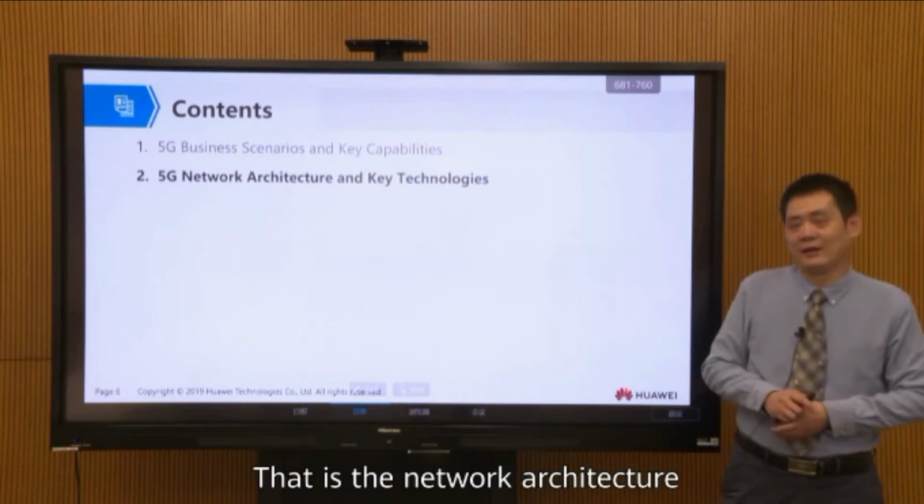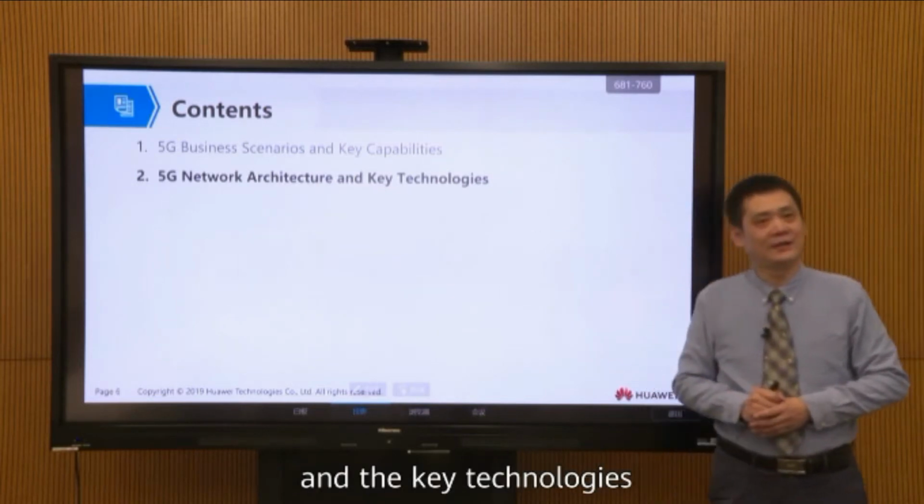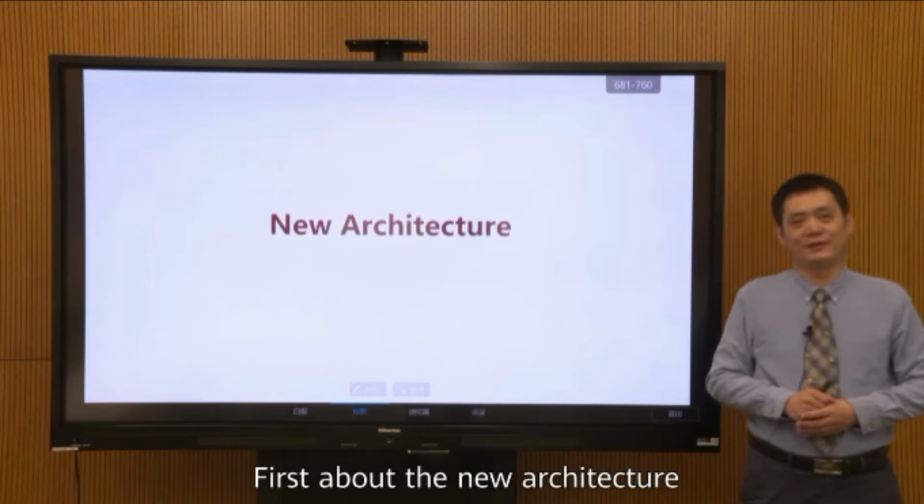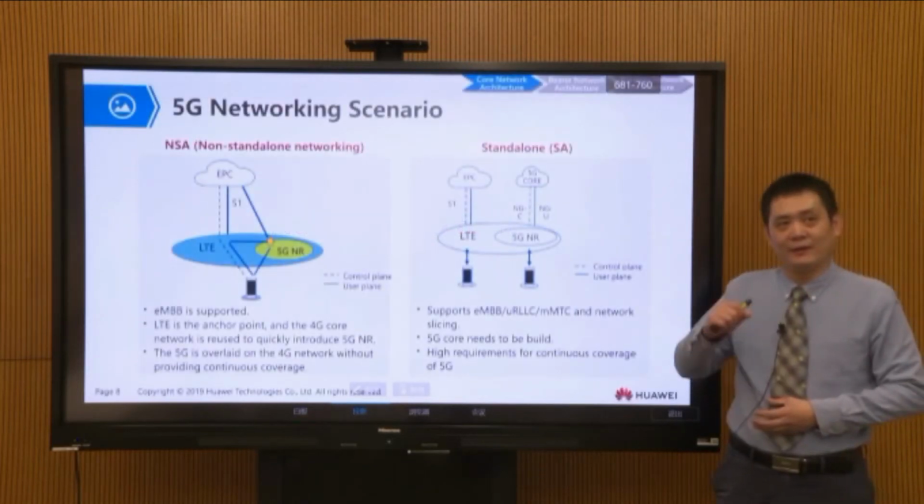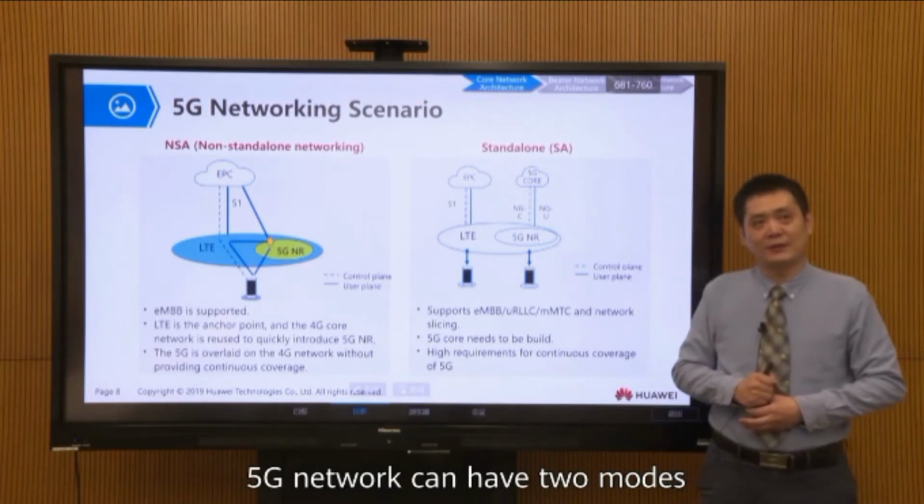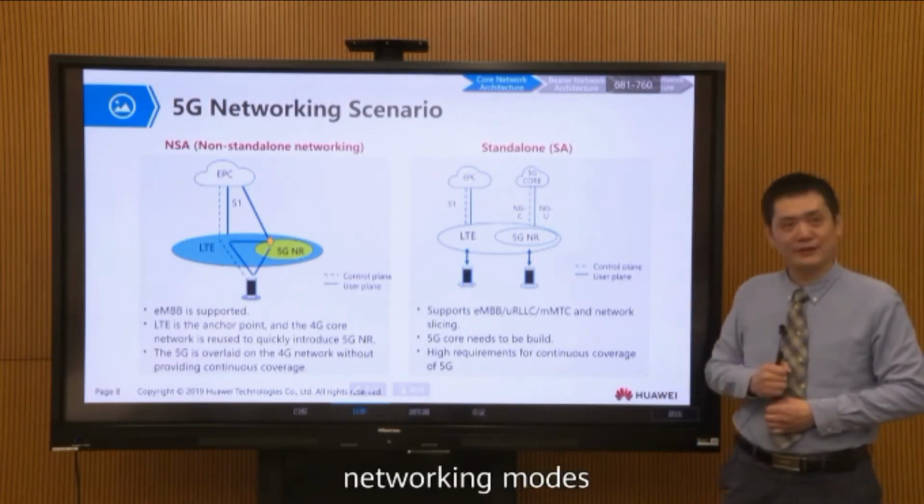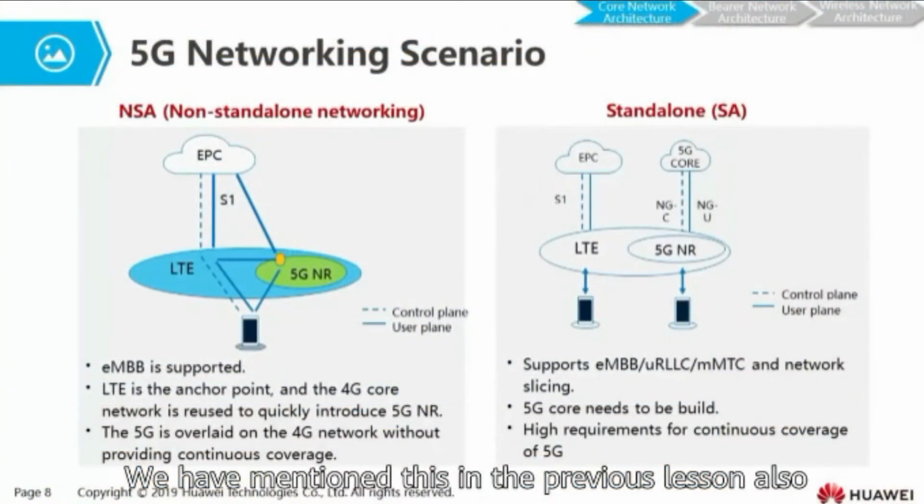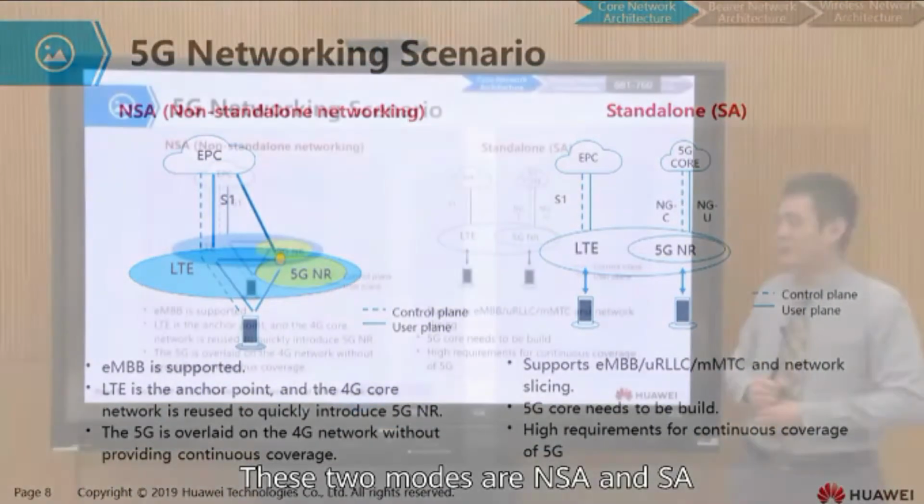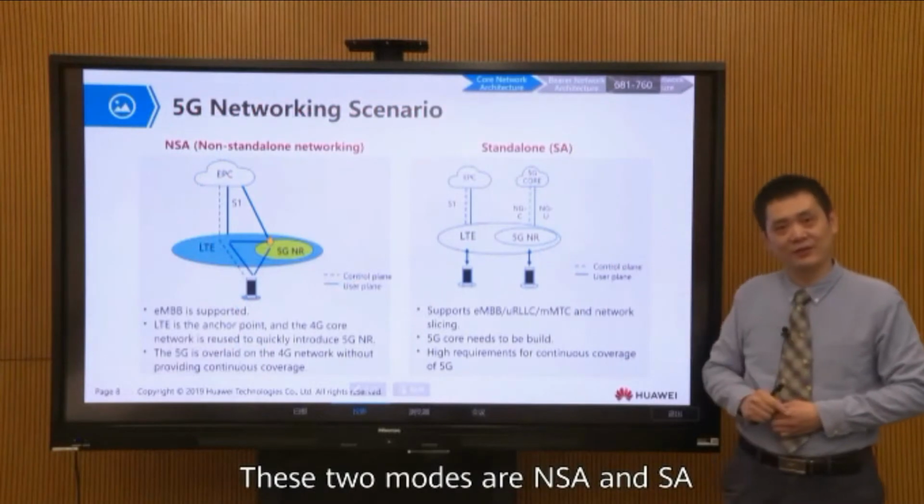That is the network architecture and the key technologies. First, about the new technology, new architecture. 5G network can have two networking modes. We have mentioned this in the previous lesson also. These two modes are NSA and SA.